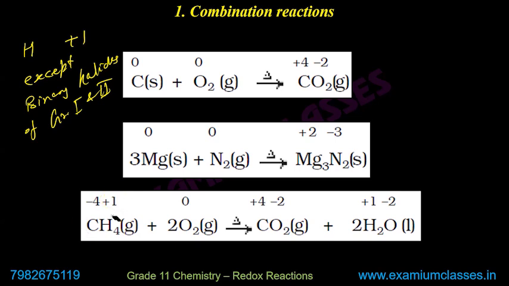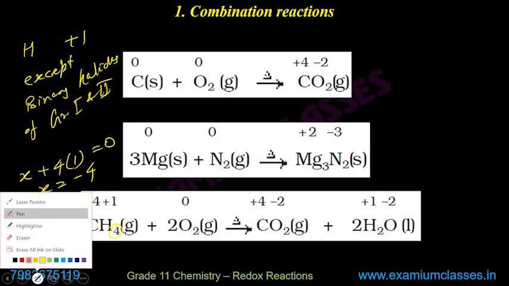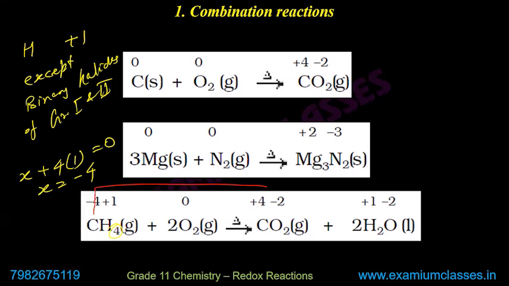Now the sum of oxidation states will be 0. So if carbon oxidation state is X, hydrogen is 4 times 1. You have 4 hydrogens with +1 oxidation state, sum 0. You got X equals -4. So carbon has -4 oxidation state here. So learn to apply the rule. If you see now, this carbon to this carbon, -4 to +4 means it is oxidation.